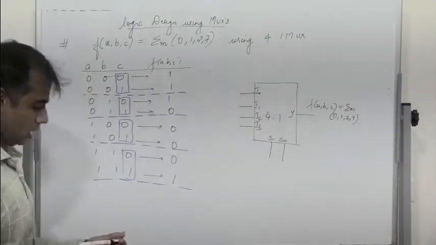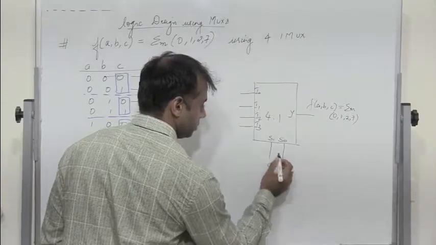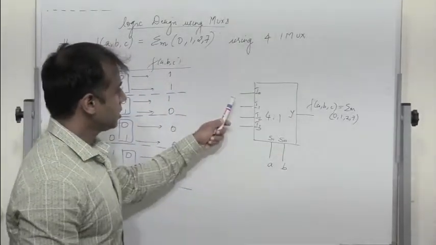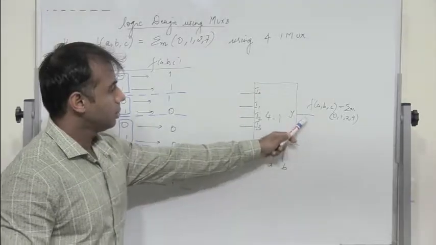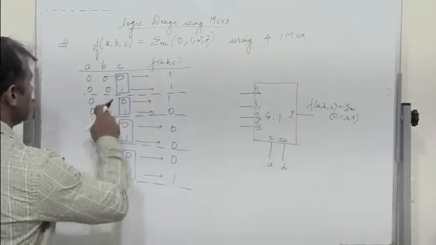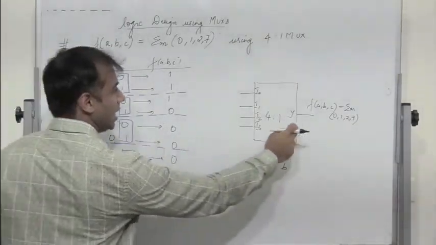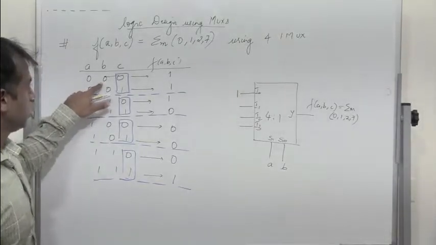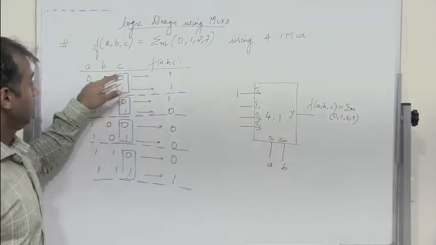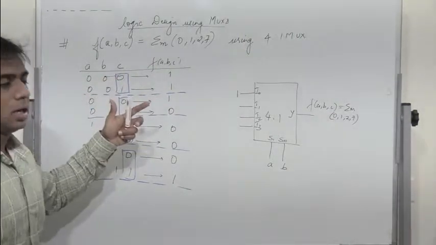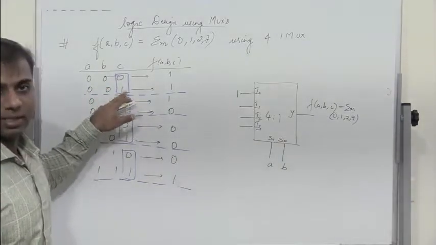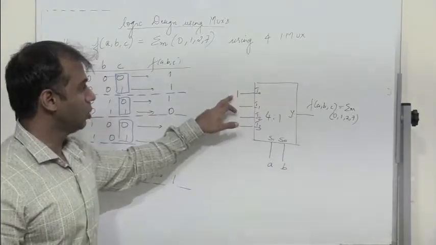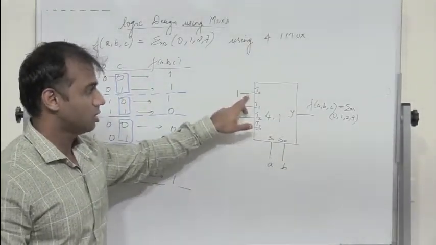And C is 0 and 1. Right? So I give A and B to the select lines S0 and S1. So when S0 and S1 is 00, whatever appears at I0, whether it's 0 or 1, appears at the output Y. So when AB is 00, irrespective of C, whether it is 0 or 1, I get a 1 at the output, isn't it? So this is connected to 1, very simple, right? So C does not matter, it's like a don't care condition. As long as AB is 00, I need 1 at the output, so I connect 1 to I0. Because when AB is 00, I0 appears at the output.